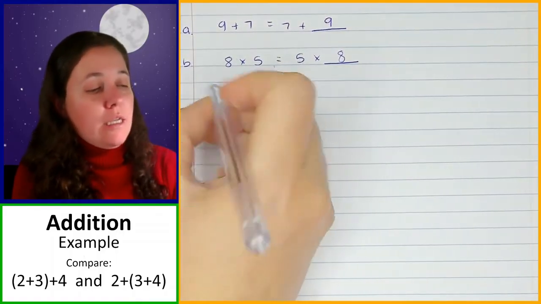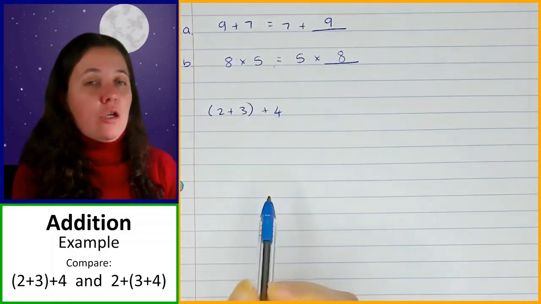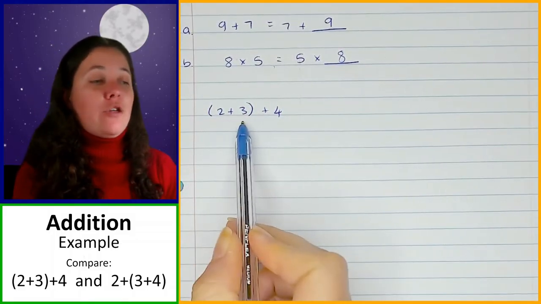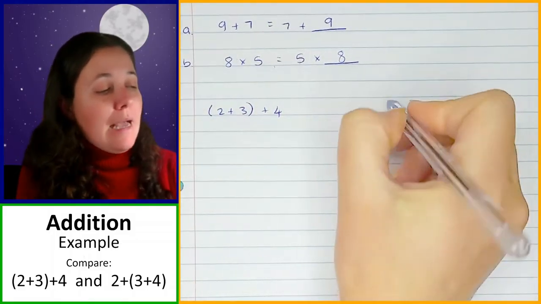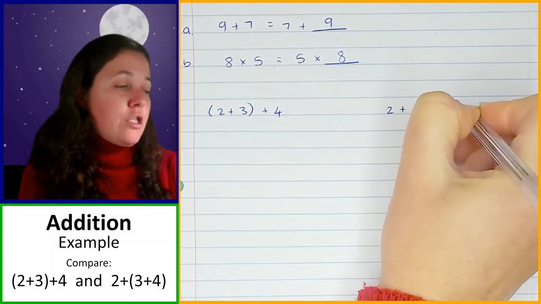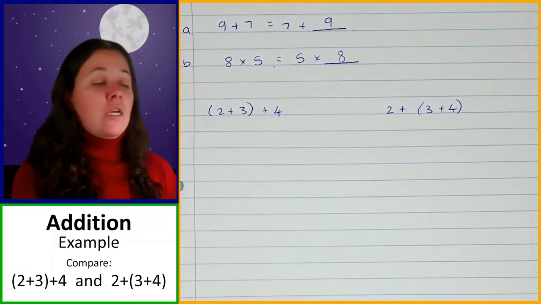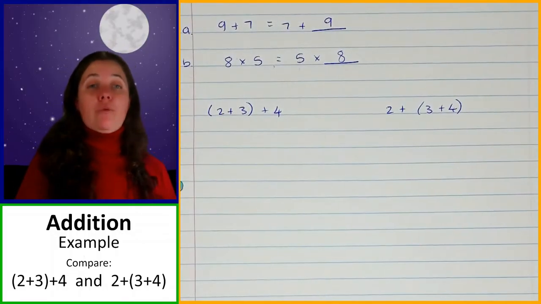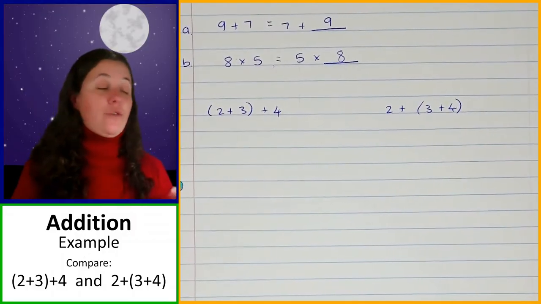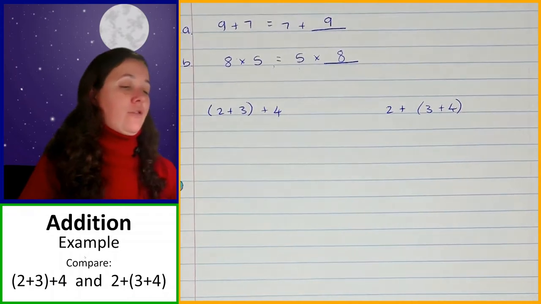So we've got 2 plus 3 plus 4. So here it's saying we're going to be doing the 2 plus 3 first, and then we're going to add the 4. And here we've got 2 plus, and then in brackets, 3 plus 4. So this time it's saying we must do the 3 plus 4 first and then add the 2. So we're grouping them differently and we're going to do different parts of it first. Okay, so let's take a look at what this is going to look like for us.